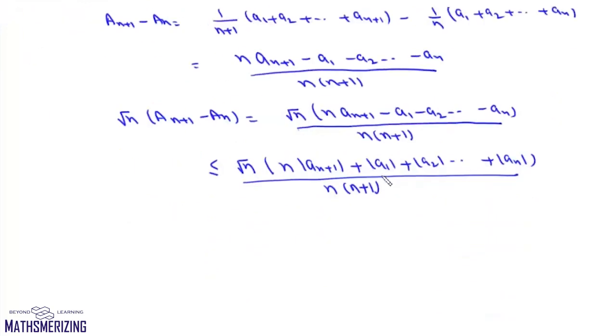Now mod an is less than or equal to 1. So this is less than n, and this is 1 plus 1 plus 1, n times. So we can write it will always be less than or equal to under root n into 2n upon (n plus 1). Now here we will cancel this n with n. So this under root n times (An plus 1 minus An) will be less than under root 2n upon (n plus 1). Now we take this limit, n tends to infinity.